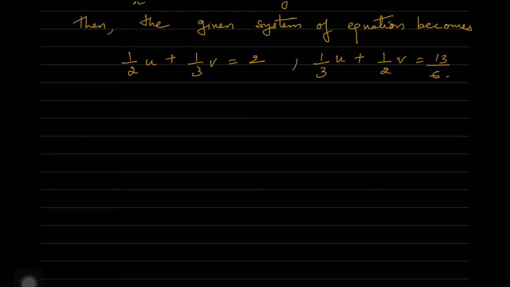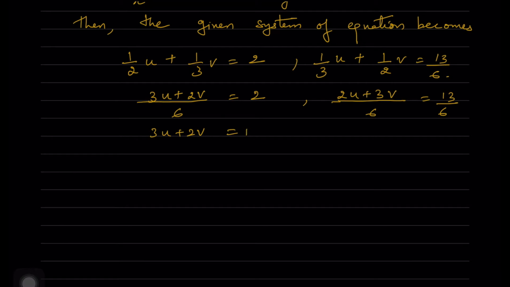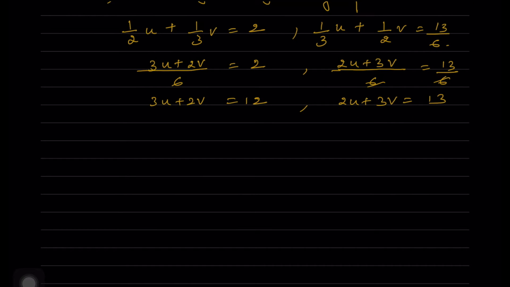is equal to 13 by 6. So taking LCM for this, you get 6 is the LCM, you get 3u plus 2v is equal to 2, or here again if you take LCM we are getting 2u plus 3v is equal to 13 by 6. So here if you take 6 to the other side, it will become 3u plus 2v is equal to 12, and here 6 can cancel on both sides, therefore 2u plus 3v is equal to 13. Now we can solve this by any of the methods: substitution, elimination or cross multiplication. It is up to you whichever method you use.